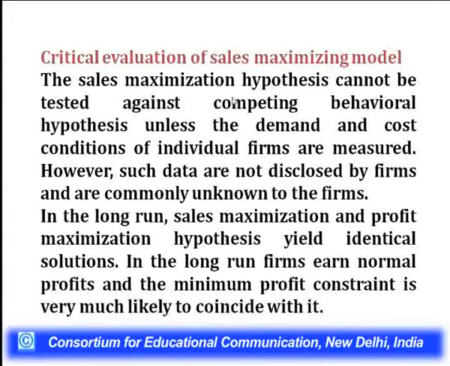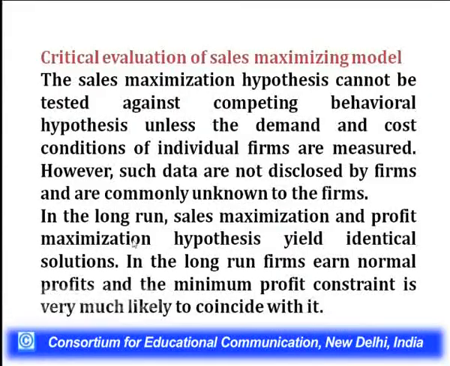Number one is the sales maximization hypothesis cannot be tested against competing behavioral hypotheses unless the demand and cost conditions of individual firms are measured. And we know such data are not disclosed by the firms and are commonly unknown to the firms. If we don't know the demand and cost conditions, naturally, how can we draw the total revenue curve and total cost curve and find out what output is being produced by the sales maximization firm? It is very difficult to know the demand and cost functions of firms.